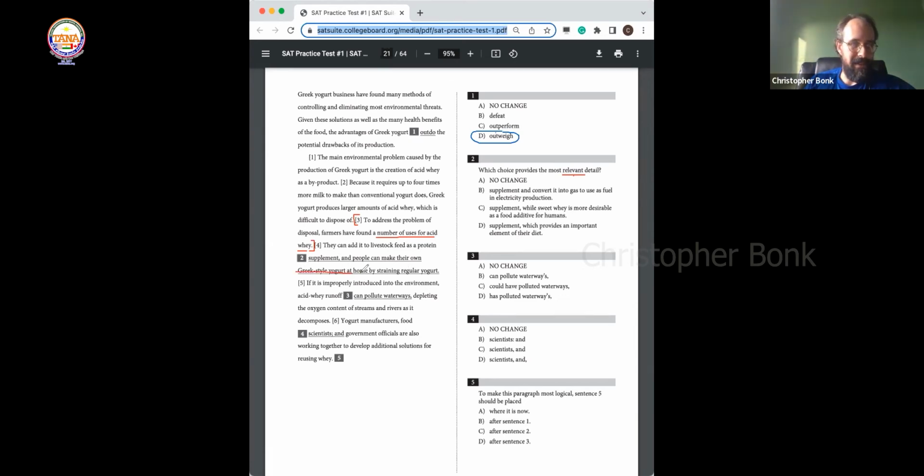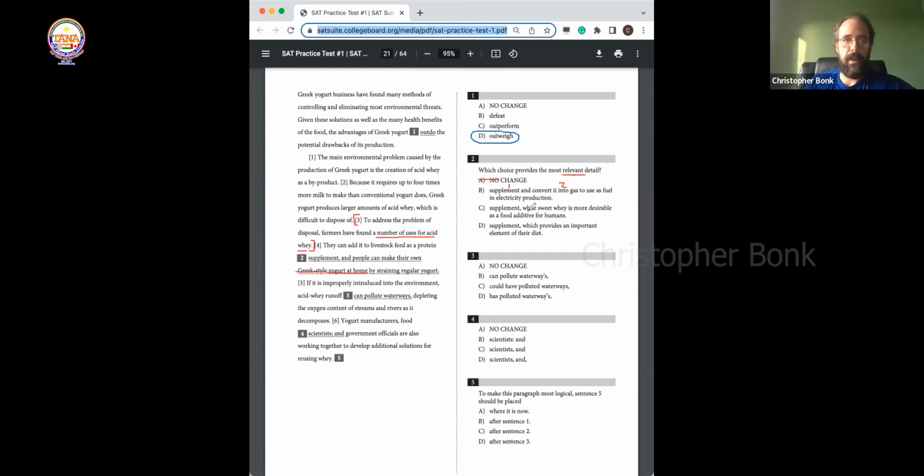Not a use of acid whey. It's about something else. So that one doesn't work. B, we have the first one, livestock feeds a protein supplement. We also have the second one, convert it into gas to use as fuel in electricity production. This is meeting the requirements. This so far would be our answer.